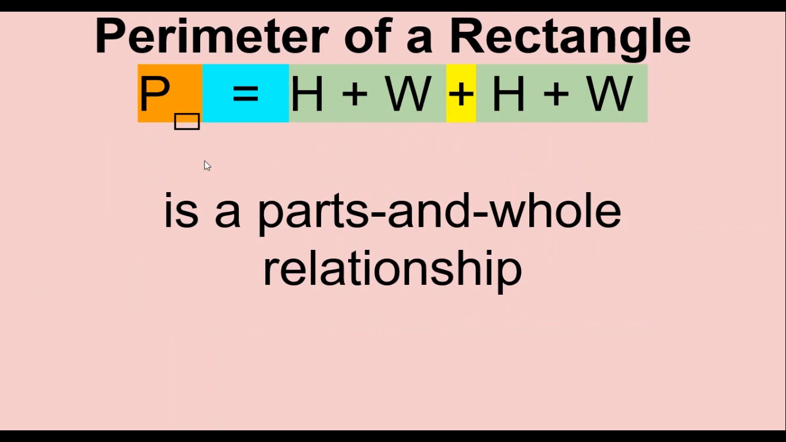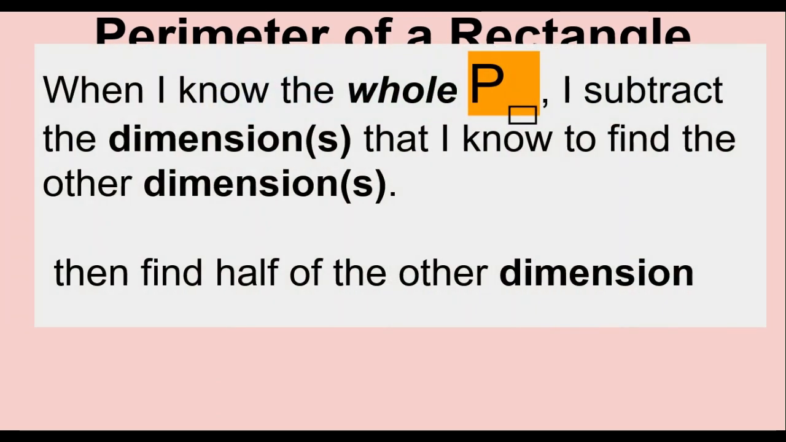Now then, remember that perimeter of a rectangle is a parts and whole relationship. And so we use that to problem solve. When I know the whole perimeter, I subtract the dimensions that I know to find the other dimension. Then I find half of the other dimension.